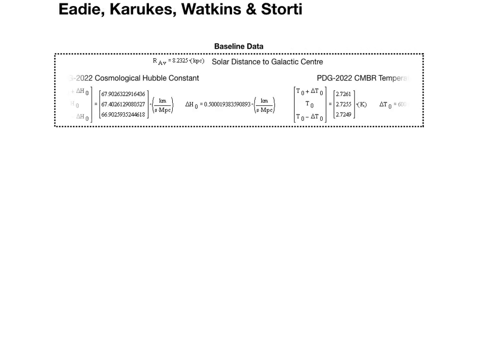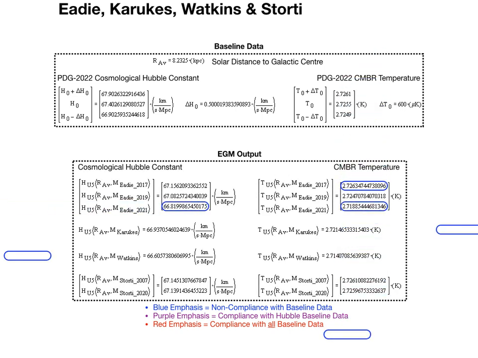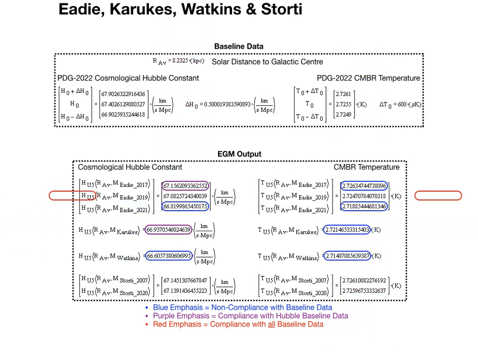Executing the process defined on slide 2 allows us to test the virial mass estimates provided by Eadie, Karukes, Watkins and Storti against the cosmic microwave background radiation temperature. Utilizing this process, we're able to firstly test the virial mass estimate for its compliance to the cosmological Hubble constant, that is, the power spectrum Hubble constant, and secondly, to test the virial mass estimate for its compliance to the cosmic microwave background radiation temperature.